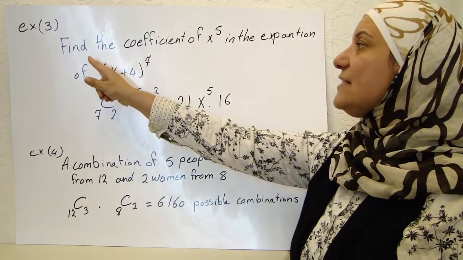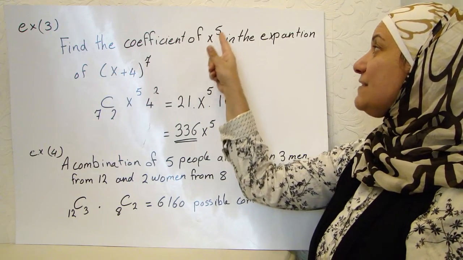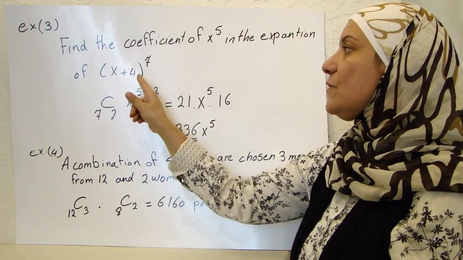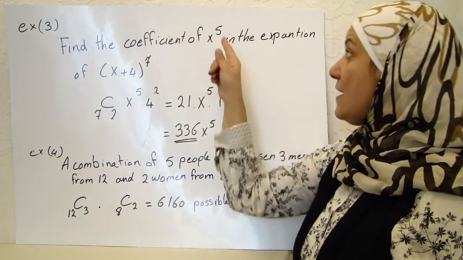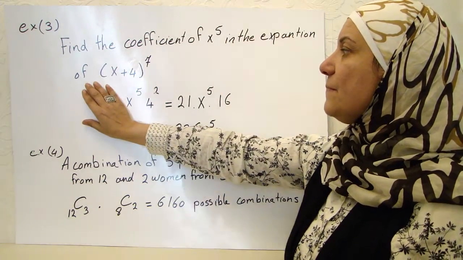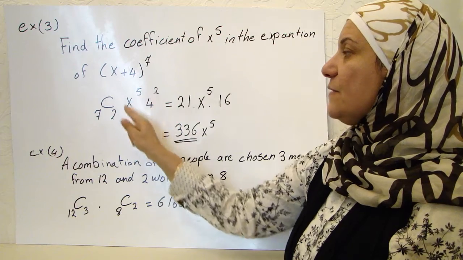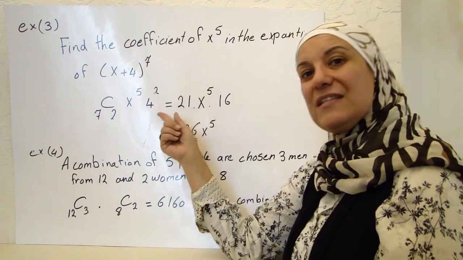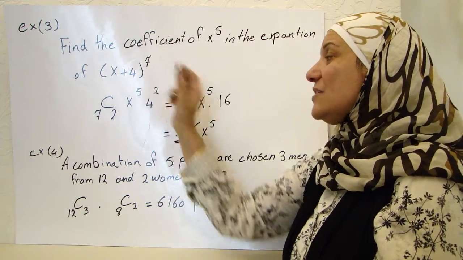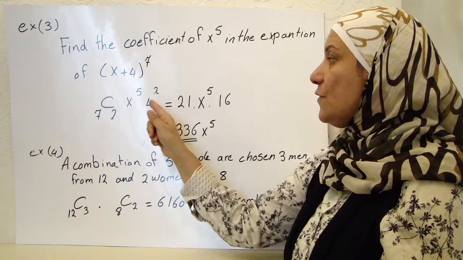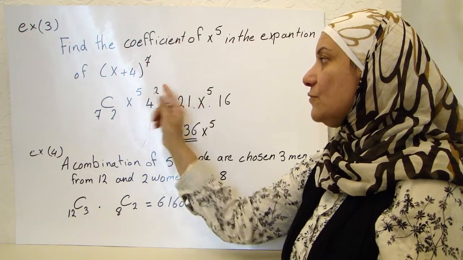Now, if I was asked to find the coefficient of x to the power of 5 in the expansion of (x + 4) to the power of 7, let me write x to the power of 5 first, and then say, okay, if x has the power 5, then 4 has to have the remaining exponent. What is the remaining exponent? The total has to be 7. If 5 goes for the x, then I only have 2 for the 4. So I'm going to have 4 to the power 2.